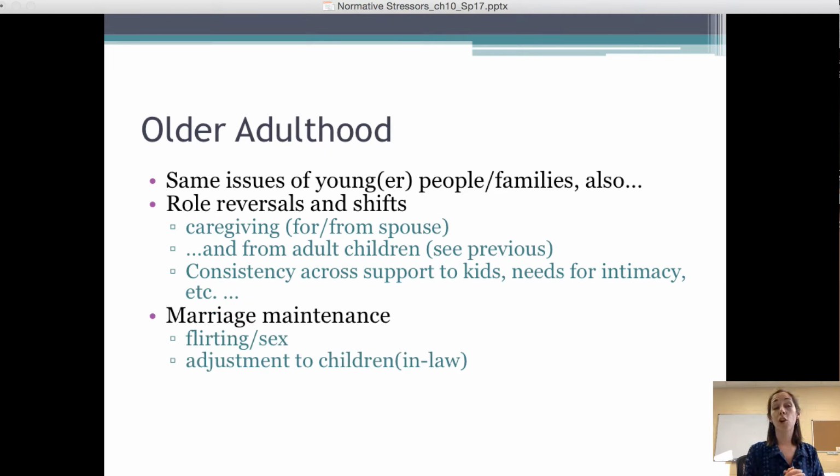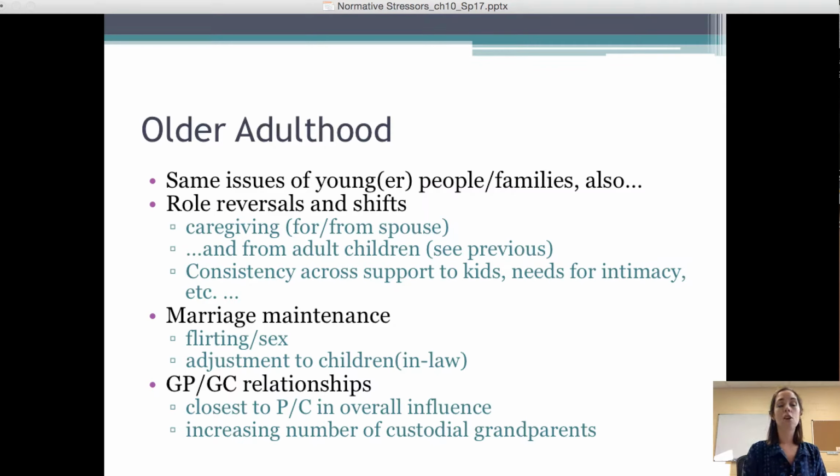Marriage maintenance in older adulthood, flirting and sex, yes, still. And we talked about the benefits of that, and no one should be doing that more than older adults, especially considering the declines in health as we age. Also, the adjustment to children-in-law, all these things, big deals.